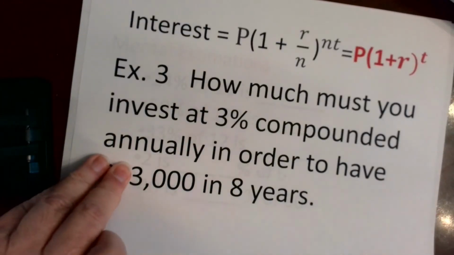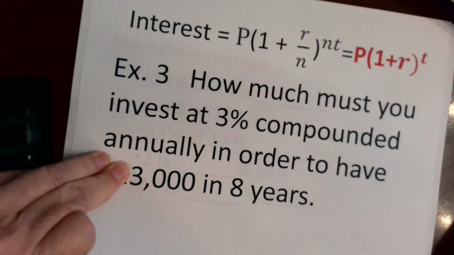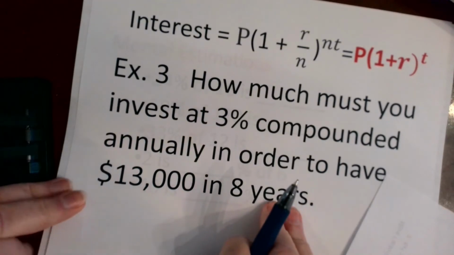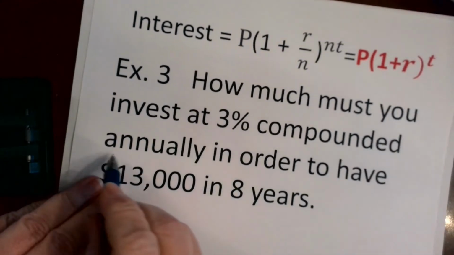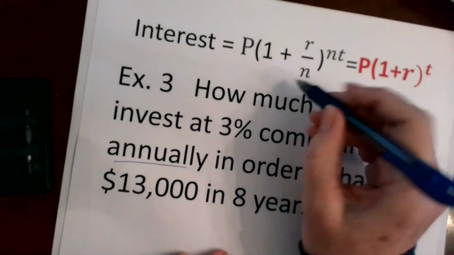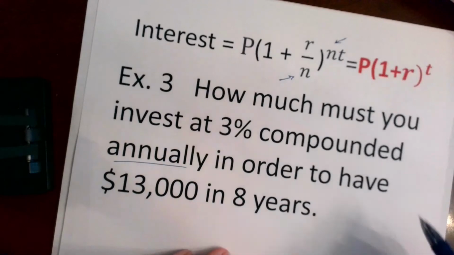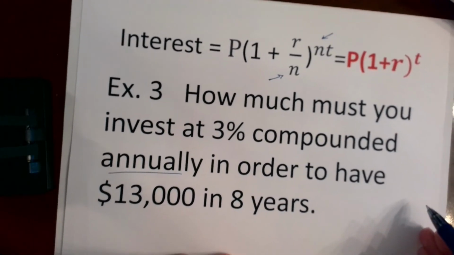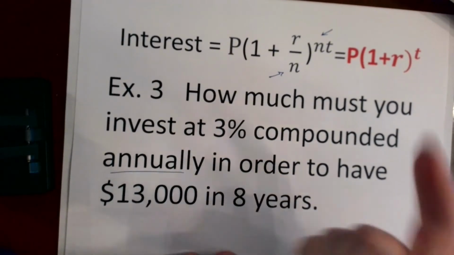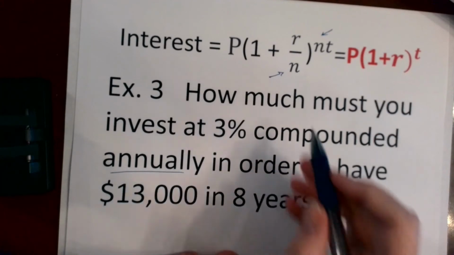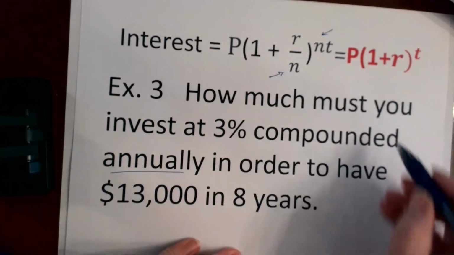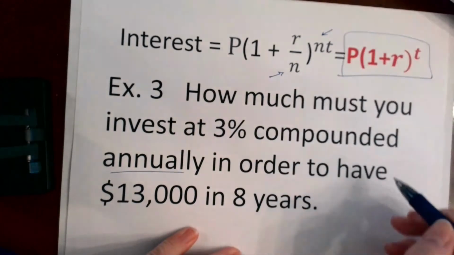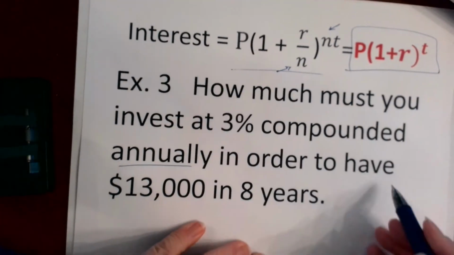Let's do one more interest problem. I want to show you that when you compound annually, you don't have to put this in the problem. The n is the number of times per year, and annually is just once a year. So we could say that's a 1, doesn't have to be there. That's a 1 times t, it doesn't have to be there. So we're just going to use that formula, but it's the same as this one.